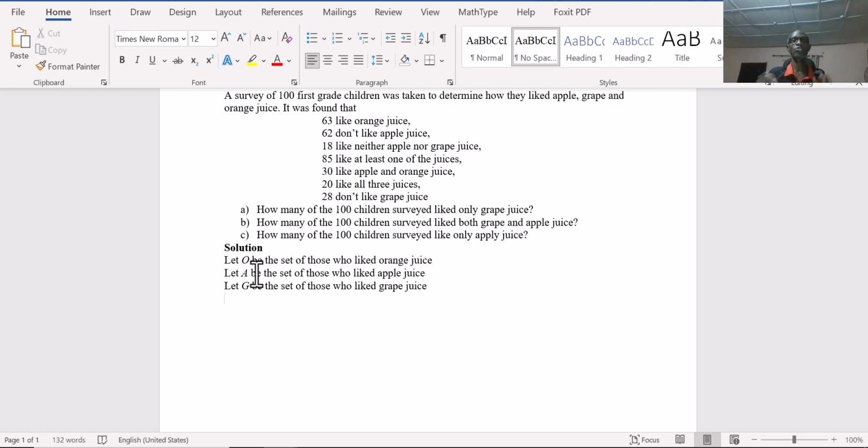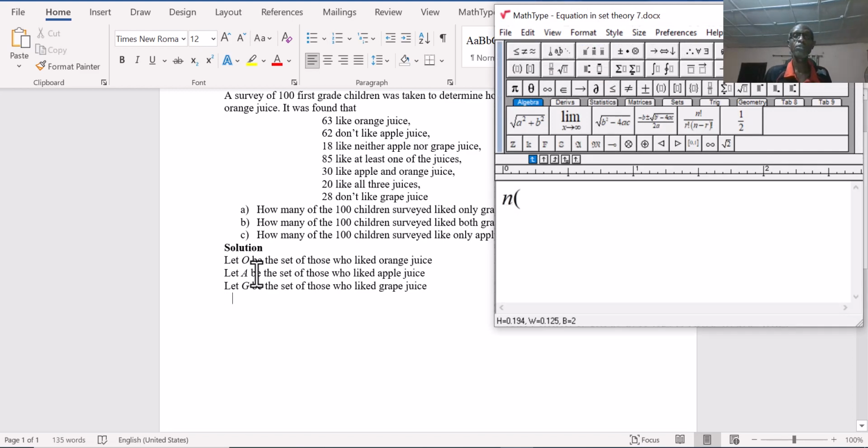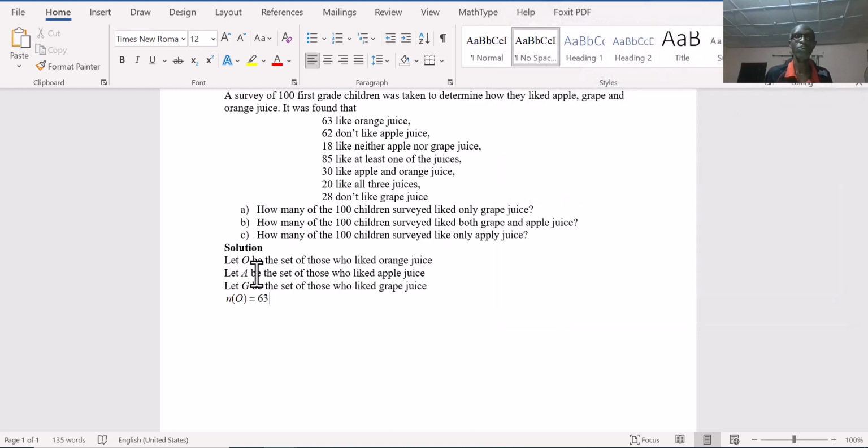So the next thing is to bring out this data and then represent them in set notation. So I'm going to start now. Those who like orange juice is given as 63. So that is solved.